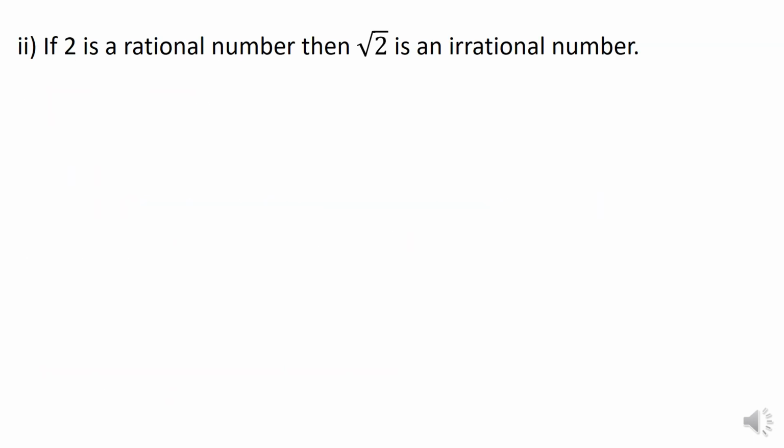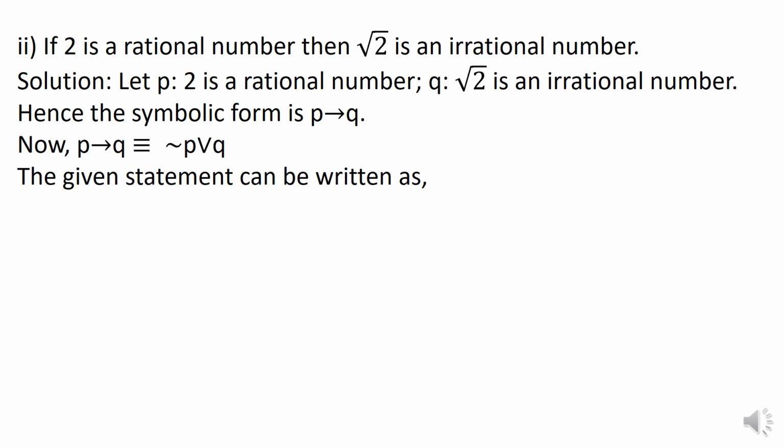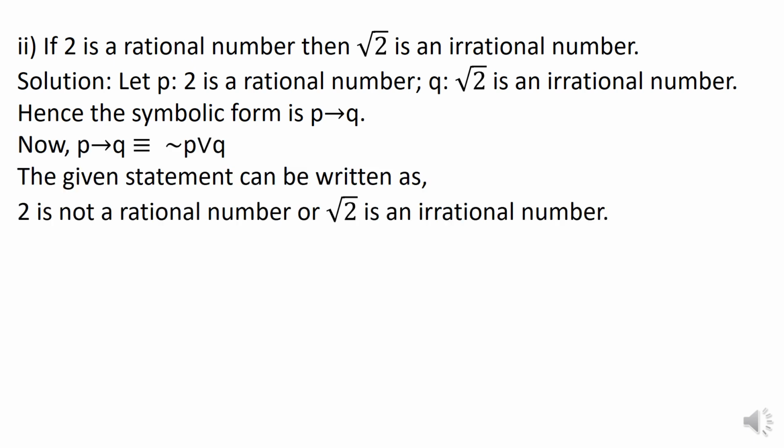The next sum, if 2 is a rational number, then root 2 is an irrational number. It can be solved in the same way as the previous one, that is, let P be 2 is a rational number, Q be root 2 is an irrational number. Symbolic form, if P then Q, the meaning of which is not P or Q. So the given statement is 2 is not a rational number or root 2 is an irrational number.